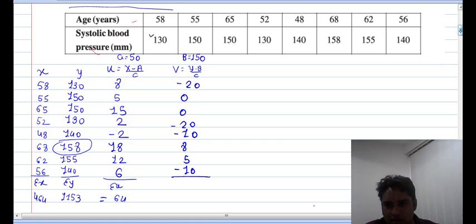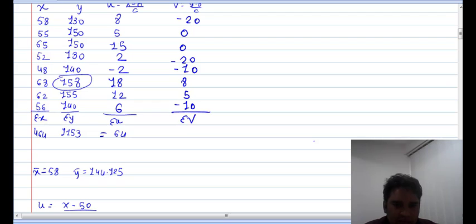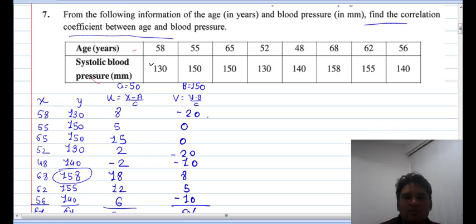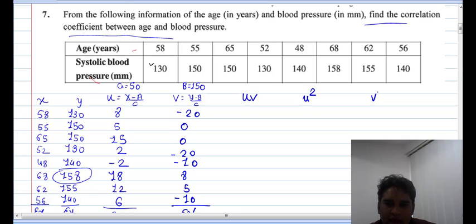Now what is the summation of the sigma v? So we will take the first positive numbers and then we will minus negative numbers. So it gives me the minus 47 value. Now you can see x and y are converted into the u and v. Now simply I will prepare the column u, v, u square and v square.